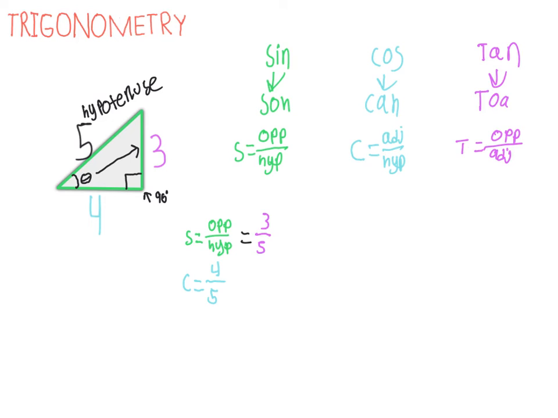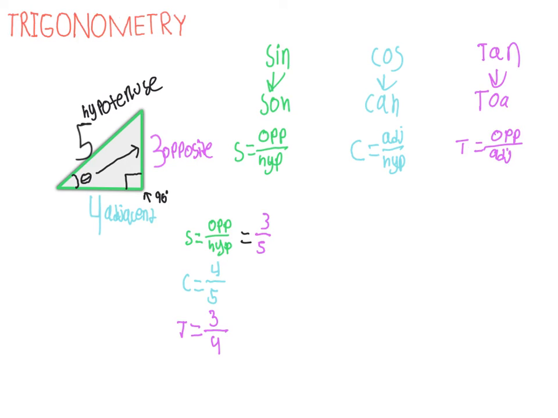Now, we need to find the tangent of theta. Looking again back at our mnemonic, we know that tangent is opposite over adjacent. So, again, we know that the opposite side is 3. So, tangent is just going to equal 3 over adjacent, and we know that the adjacent side is 4. So, tangent is just going to equal 3 over 4.